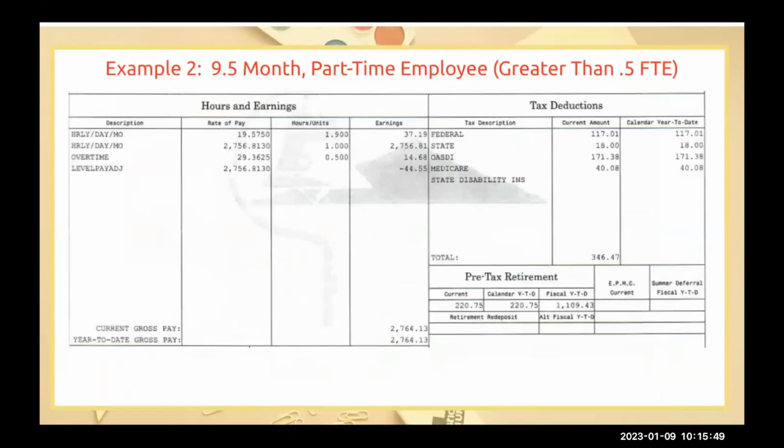Okay, so here is a part-time employee. They are a part-time monthly employee, meaning they are greater than 50%. The previous employee was a full-time employee, 12-month employee. All right, so you can see the monthly salary here. Okay, this is extra time. And then you can see the overtime rate here is a half an hour.